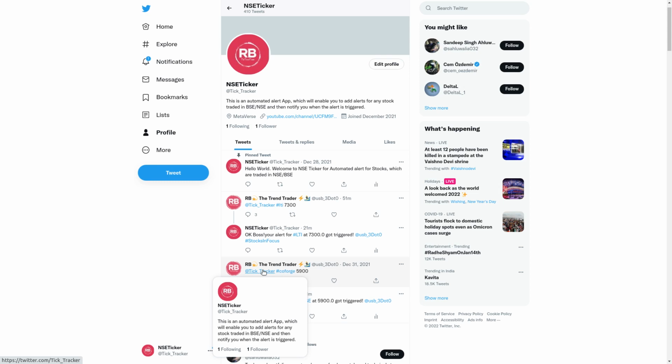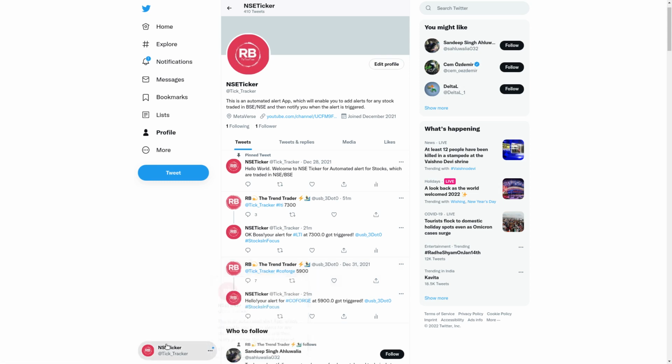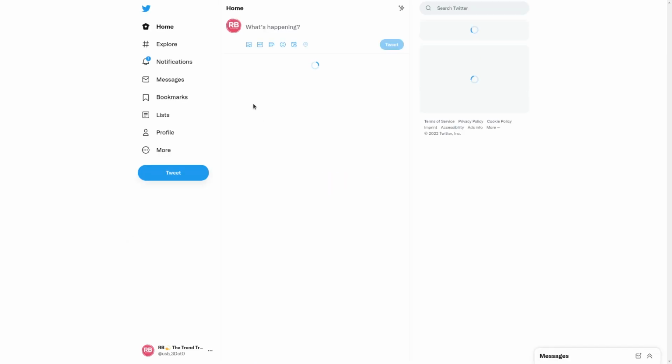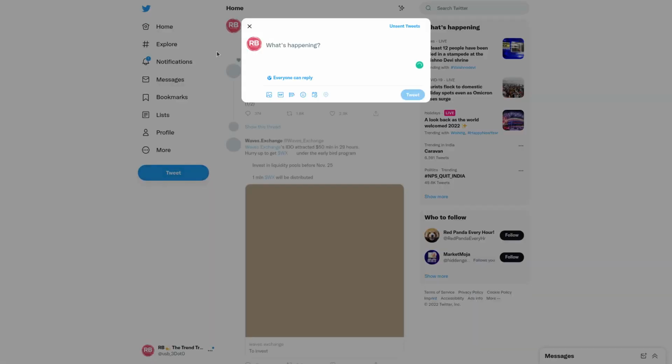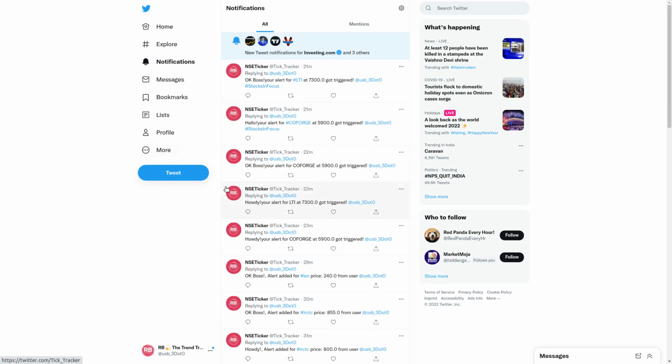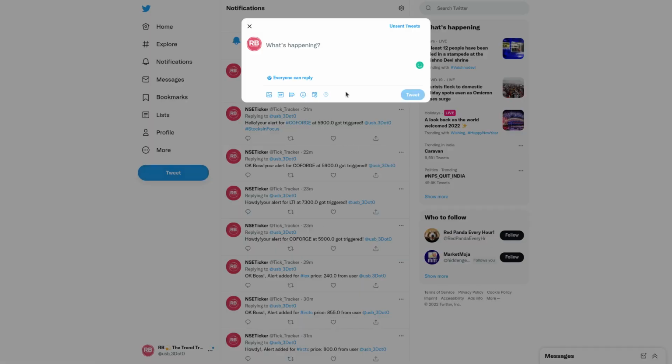And what you can do, just in order to create an alert, is let's go ahead and create an alert then. So I'm going to log in to my actual Twitter handle, and here, say for example, the way you can create an alert is very simple. You just have to have this particular tracker. So this is tick underscore tracker, and then you give a space, and then you give a hash, and then you can give the name of your particular script which you want to track.